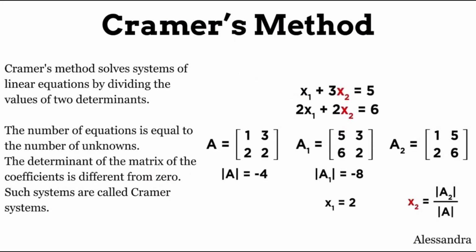Next is Cramer's method. Cramer's method solves systems of linear equations by dividing the values of two determinants. The number of equations is equal to the number of unknowns, and the determinant of the matrix of the coefficients is different from 0. Such systems are called Cramer systems.